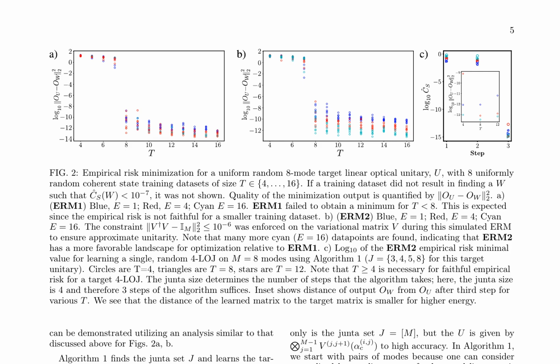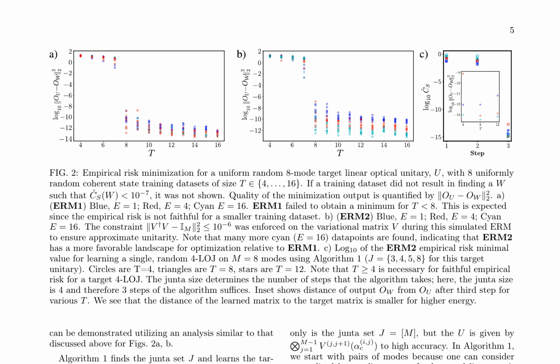In contrast, ERM2, with the constraint ||V||² less than or equal to 10 to the power of 6 enforced on the variational matrix V, exhibits a more favorable landscape, with numerous data points achieving minimal empirical risk values.